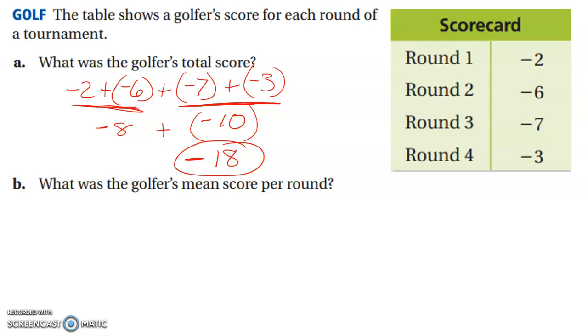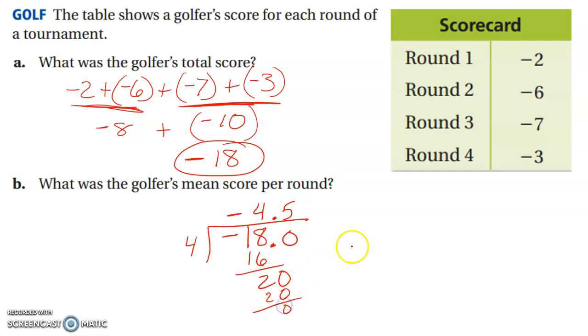Then it says, what is their mean score? So we just added them all up and got negative 18. Then you have to divide that by the number of rounds, which is 4. So we know it's going to be a negative because there's only one negative. 4 goes into 18 4 times. That's 16 with 2 left over. Add a decimal. So 4 into 20, 5 times. So negative 4.5.